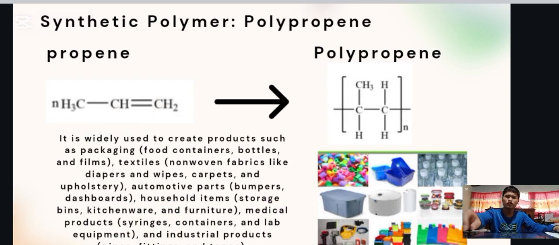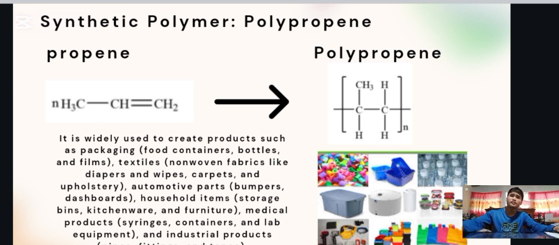Next is polypropene. The monomer of polypropene is propene. The products made from it are food containers, bottles, and films, textiles, non-woven fabrics like diapers and wipes, carpets, and upholstery, and many more.